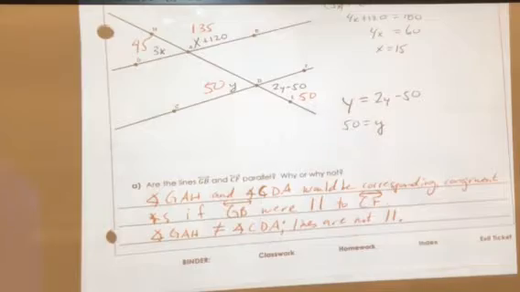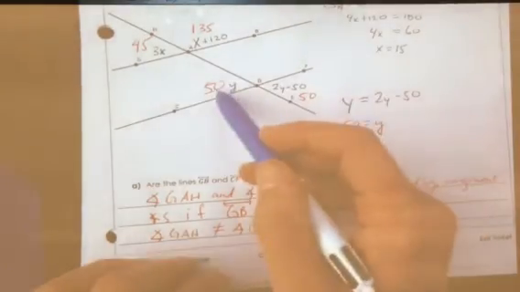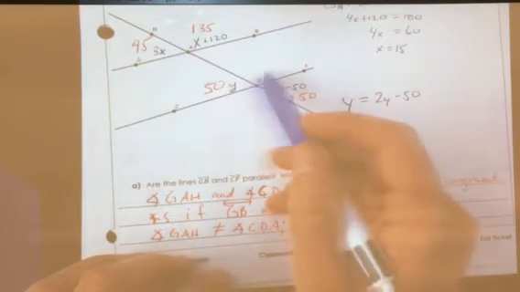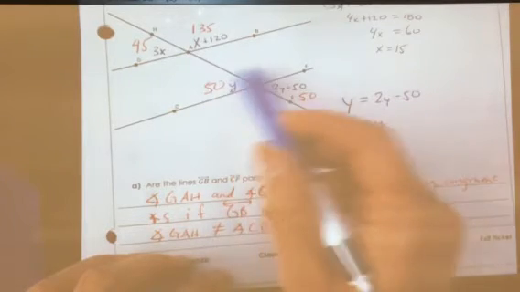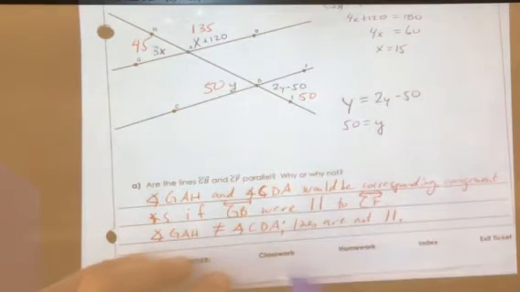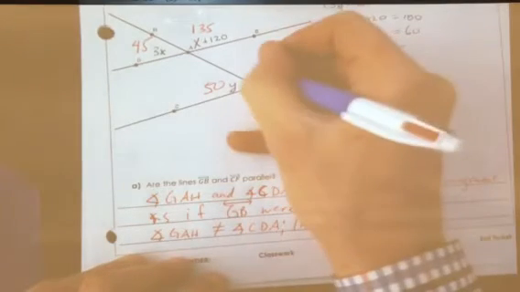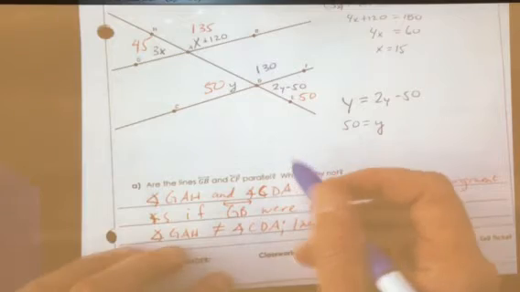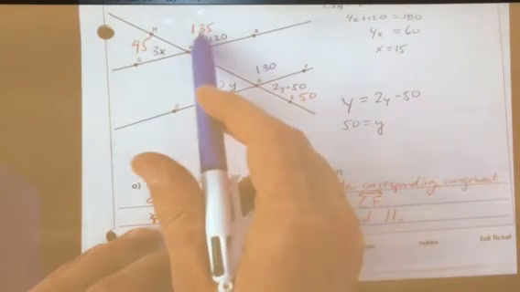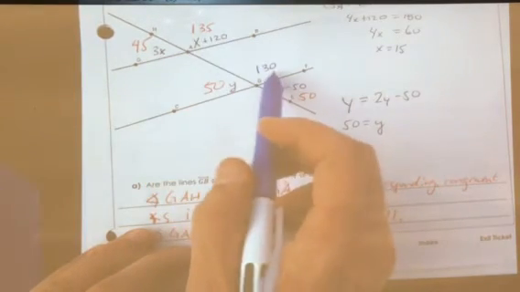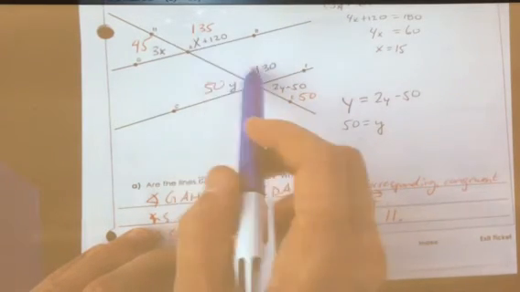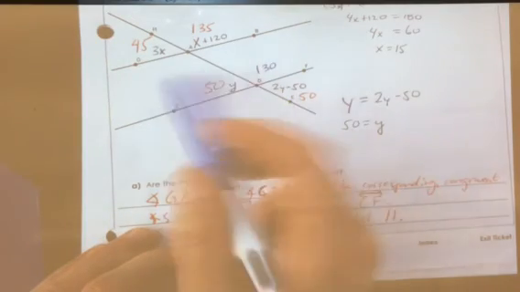Let's just show one other relationship real quick. So if this angle is 50, then this and this angle are linear pairs. They add to equal 180. So then that would mean that this angle would be 130 degrees. And again, looking for corresponding angles, this angle should be corresponding with this angle if the lines are parallel. But they are not corresponding because they're not congruent. And that means that the lines are not parallel.